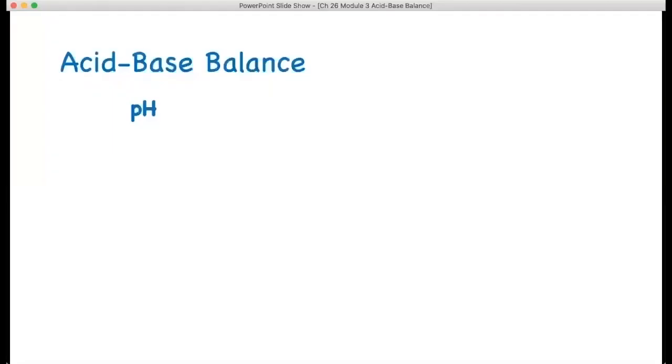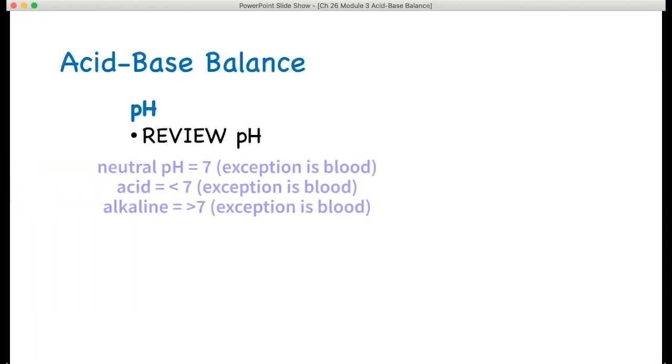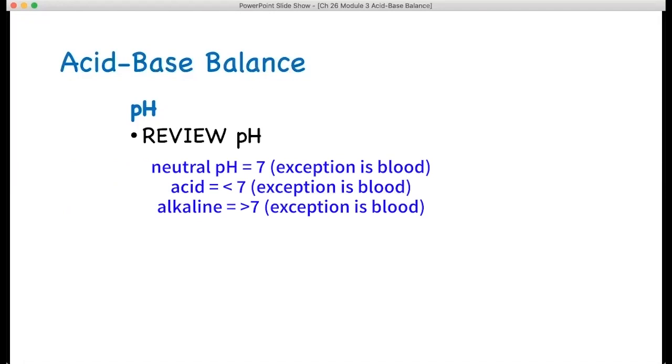Let's look at pH. Recall, pH is the concentration of the hydrogen ions in a solution. A neutral pH is 7. Anything below 7 is considered an acid. The lower the pH, the stronger the acid.